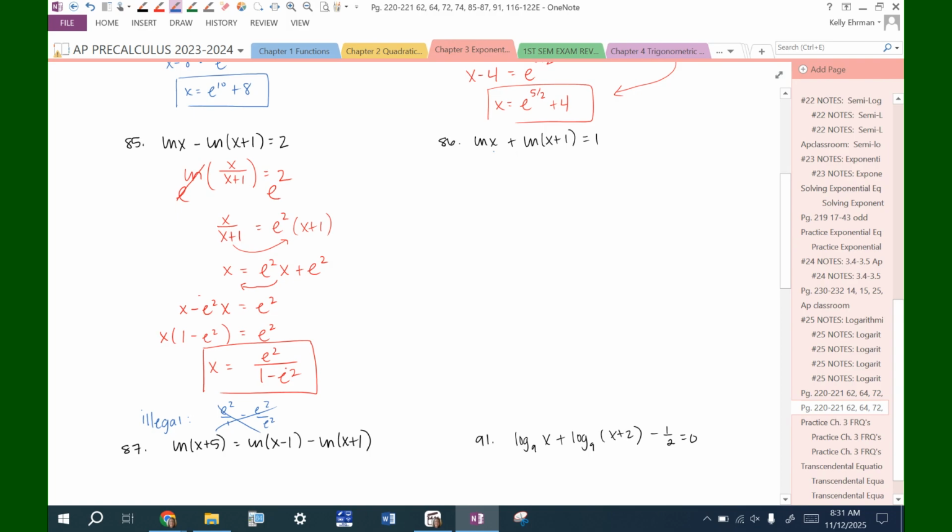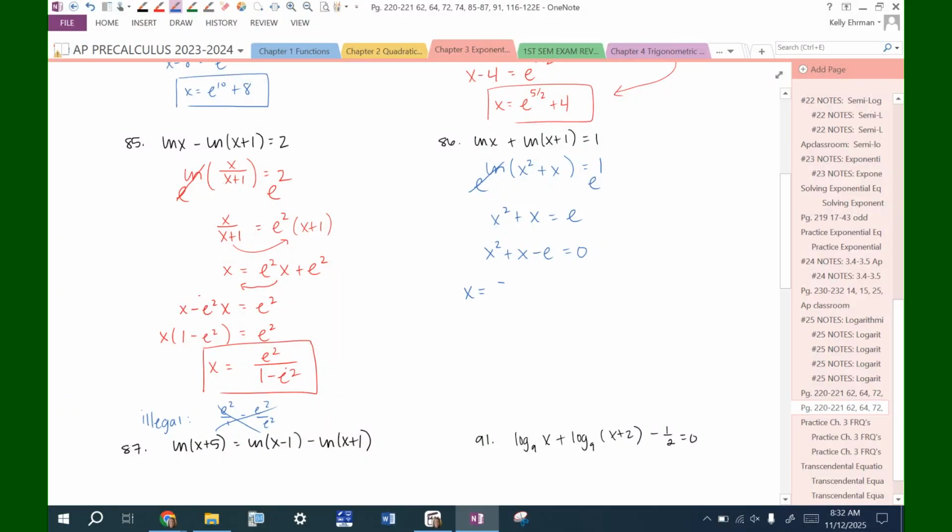Okay, for 86, same idea, but now I'm adding the logarithms. So we need to make this the natural log of x times x plus 1. So x squared plus x. And then I base e both sides to get rid of the natural log. X squared plus x equals e to the first. Now this is a quadratic equation. Remember, e is a constant. It's like 2.7-ish. So we can still solve any quadratic as long as we get it equal to 0 first. And we can use the quadratic formula. We have to use the quadratic formula. It's not just like, oh, I can't solve this.